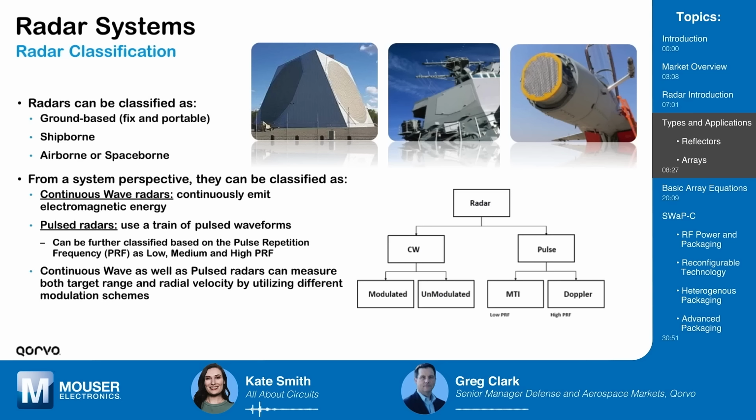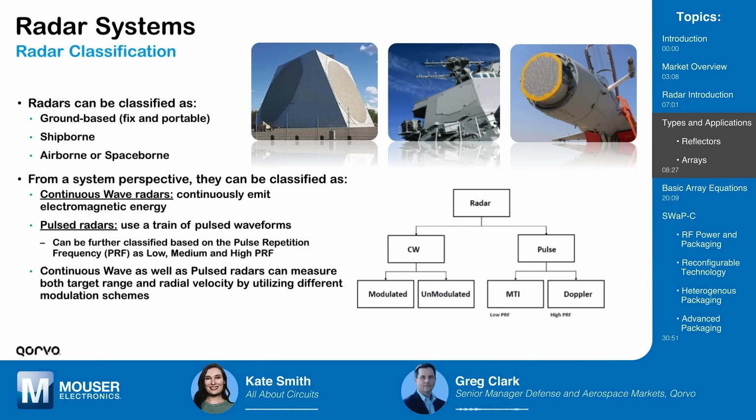the transmitter. This radar classification that we're seeing here, is this specific to phased array, or is this reflector and phased array? This could be both reflector and phased array, but for the rest of the talk, it's really going to be more focused on the phased array or the passive arrays. But they can still be applied here.